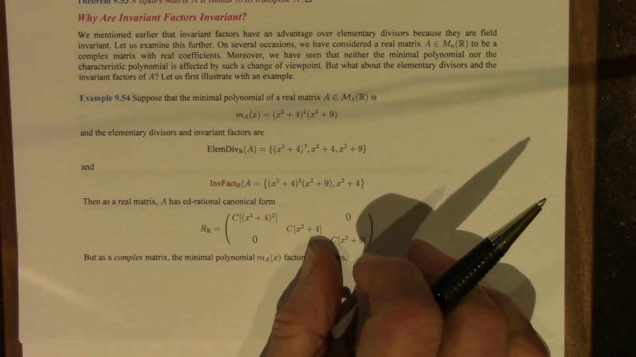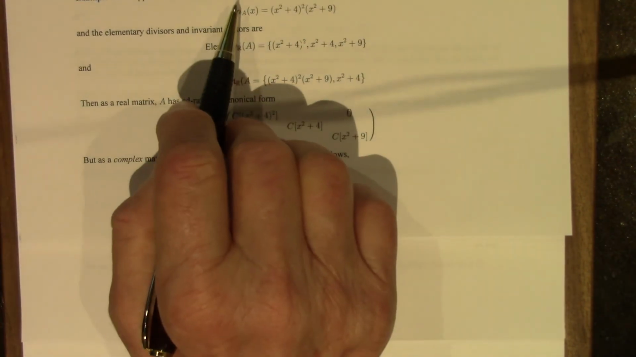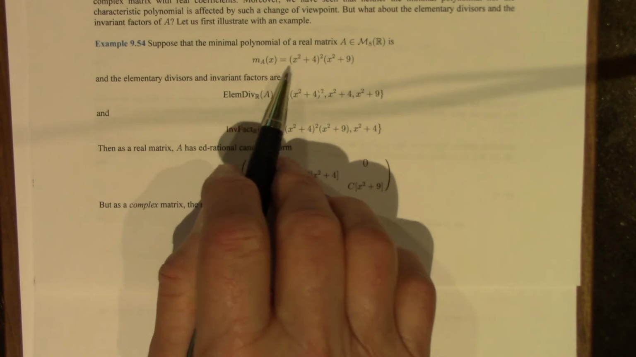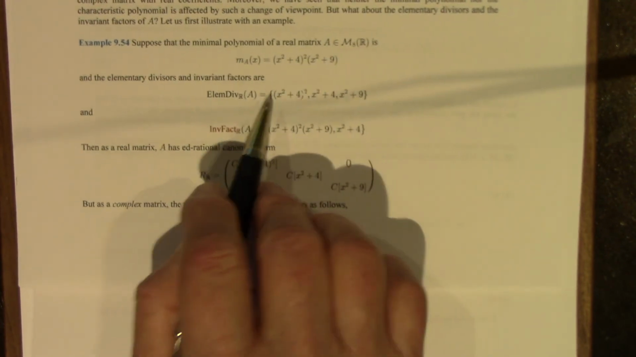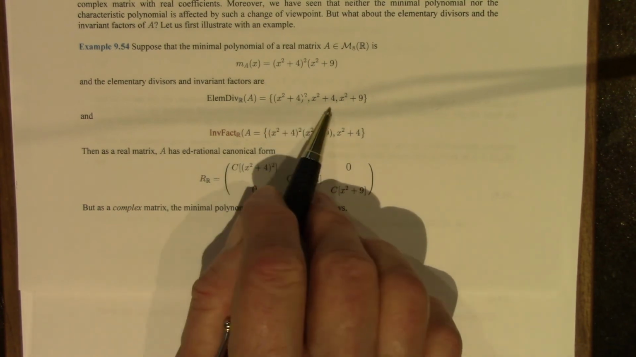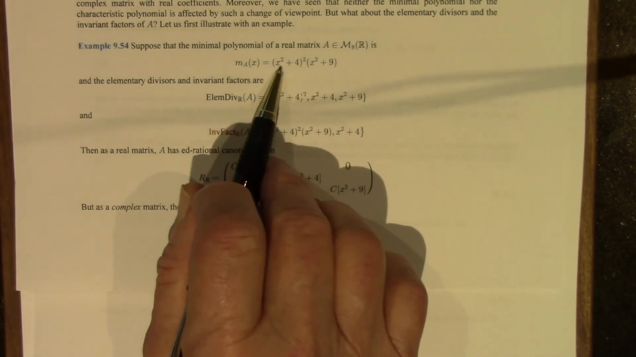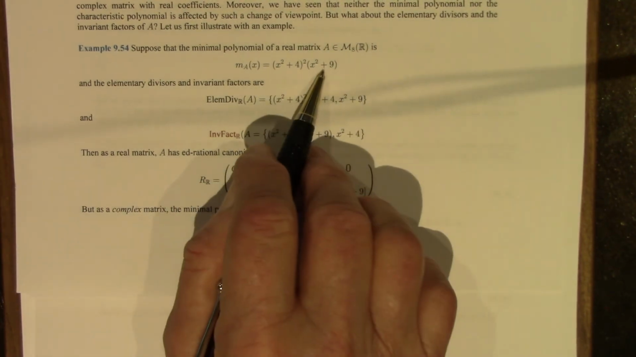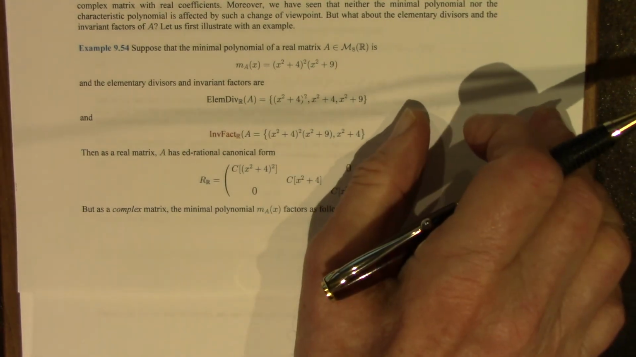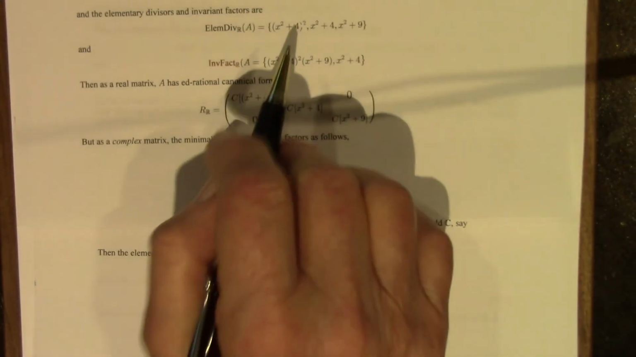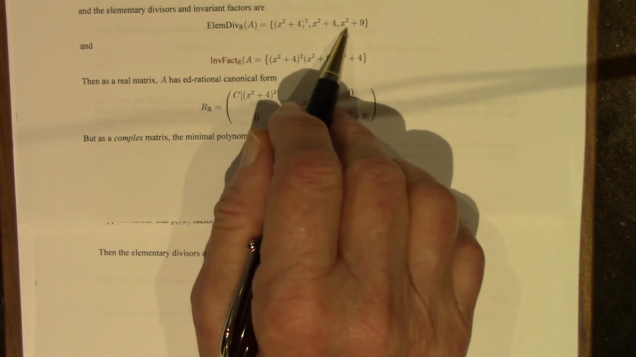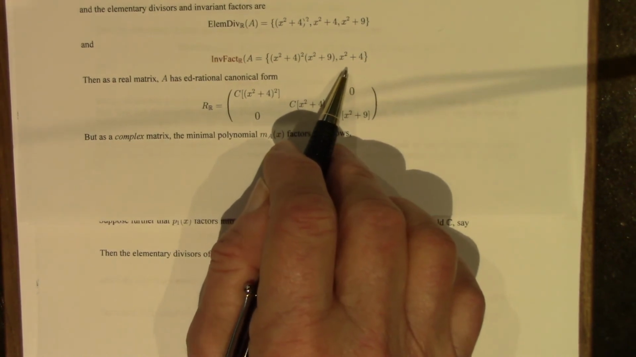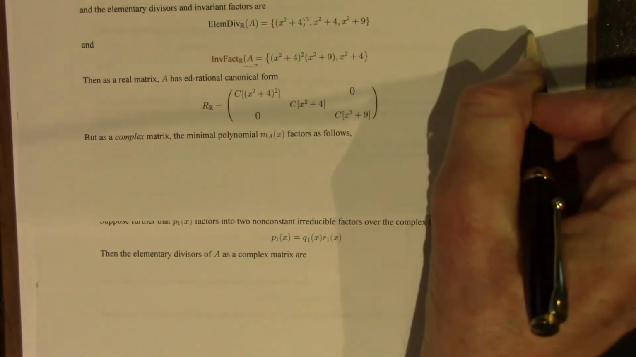Well, let's consider an example. Suppose that the minimal polynomial of a real matrix, size 8 by 8, looks like this, and the elementary divisors are these. So the base polynomial x squared plus 4 has 2 elementary divisors, and x squared plus 9 has just a single one. I'm sorry, these are the elementary divisors. These are the invariant factors. Okay, a little parentheses missing.